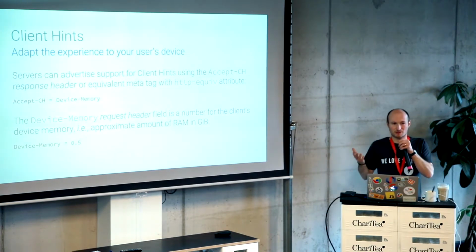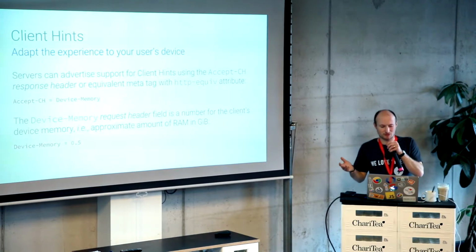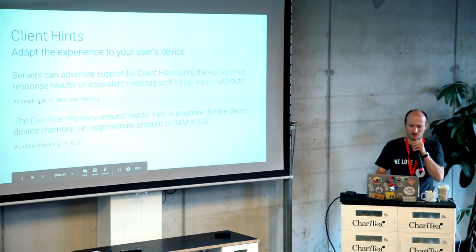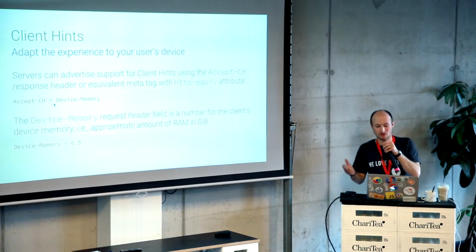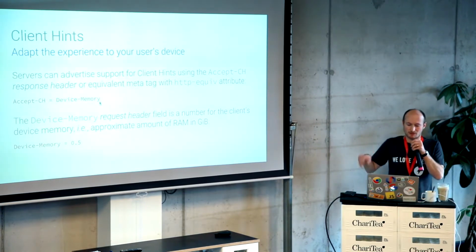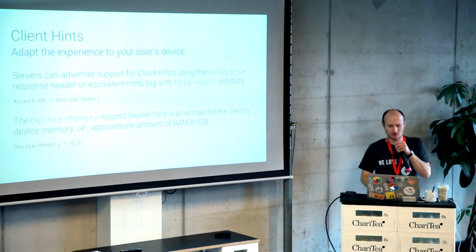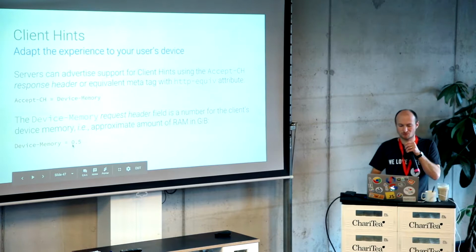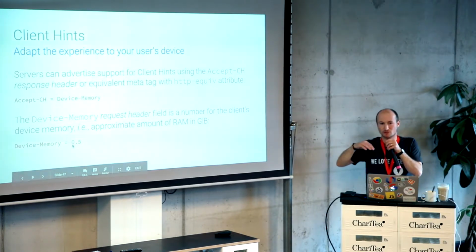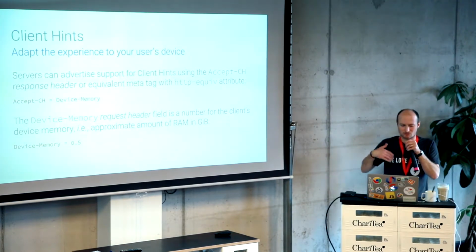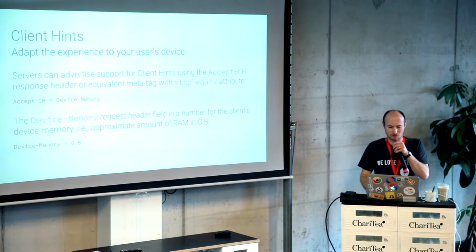This is something that is available directly as an HTTP header. So you can say in your server, I'm a server and I accept client hints. The server can send this as a header here, Accept-CH for client hints. And then you can say, what kind of client hints do you support? Device-Memory. And then the user agent, so the browser that accesses whatever resource on the server, can say, I'm a device and I have memory of 0.5 gigabytes. And like this, the server can then dynamically adapt whatever it delivers back, and really make the experience tailored to the user's device.